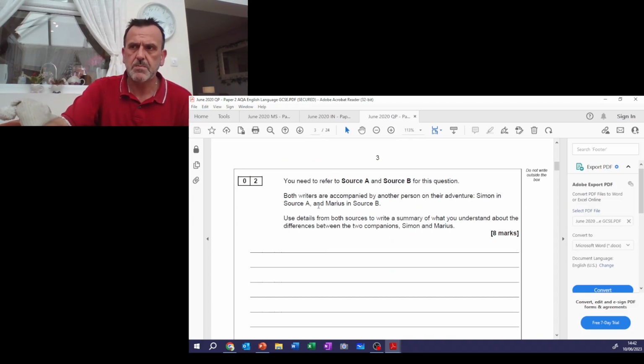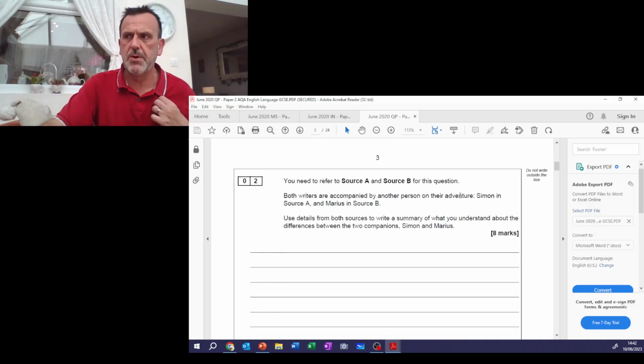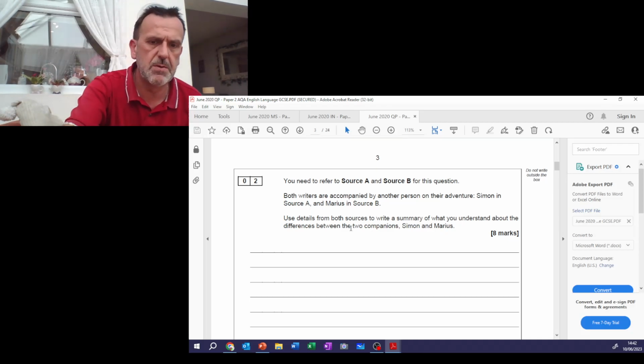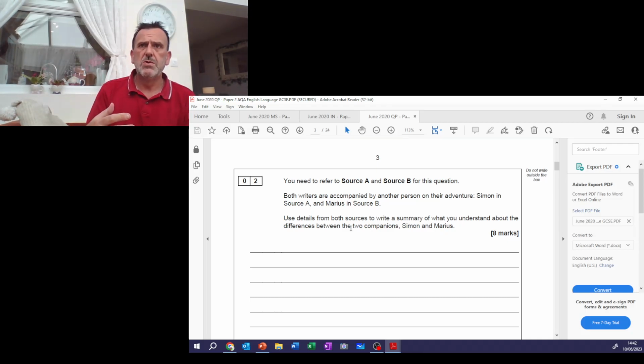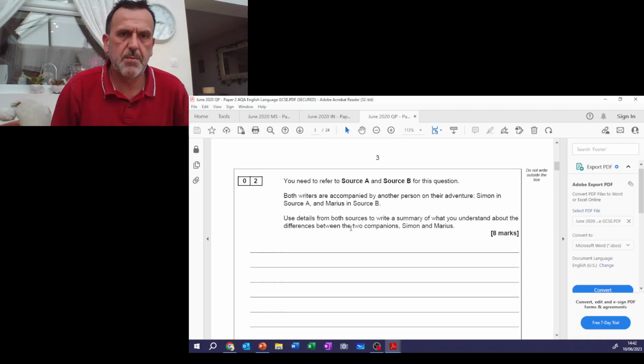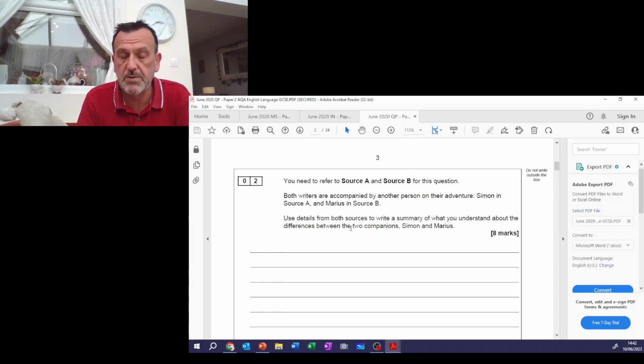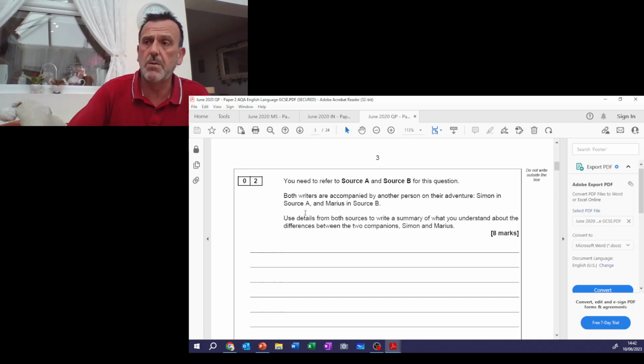Question 2, both writers are accompanied by another person. You use details from both sources to write a summary of what you understand about the differences between the two companions. So you know there is a focus in the questions to try and make you talk about Simon and Marius. So the companions are obviously important. They're not doing this alone.